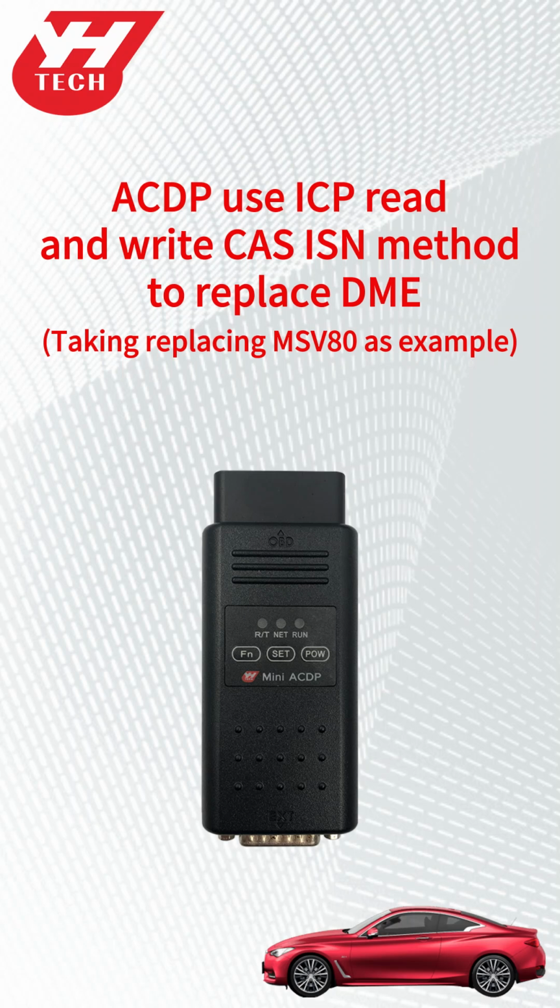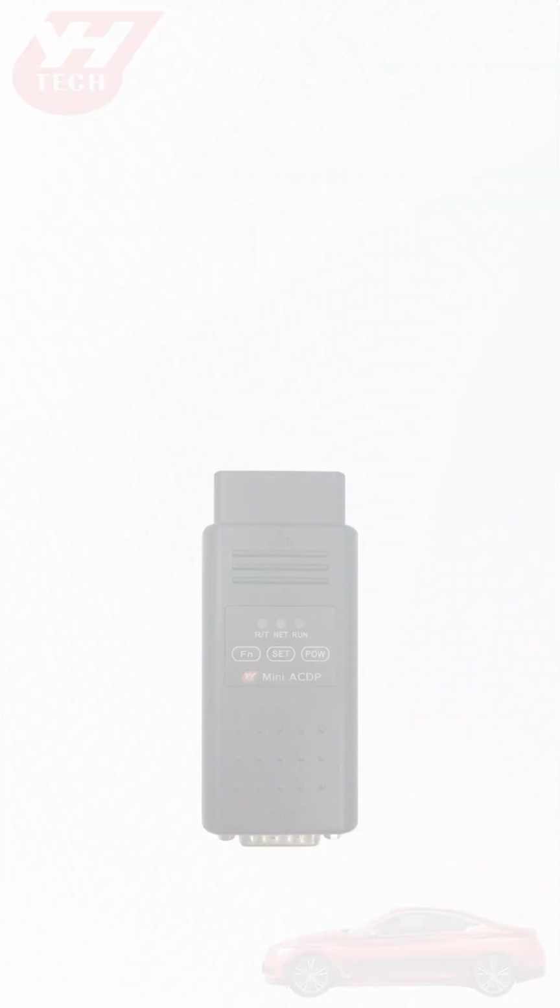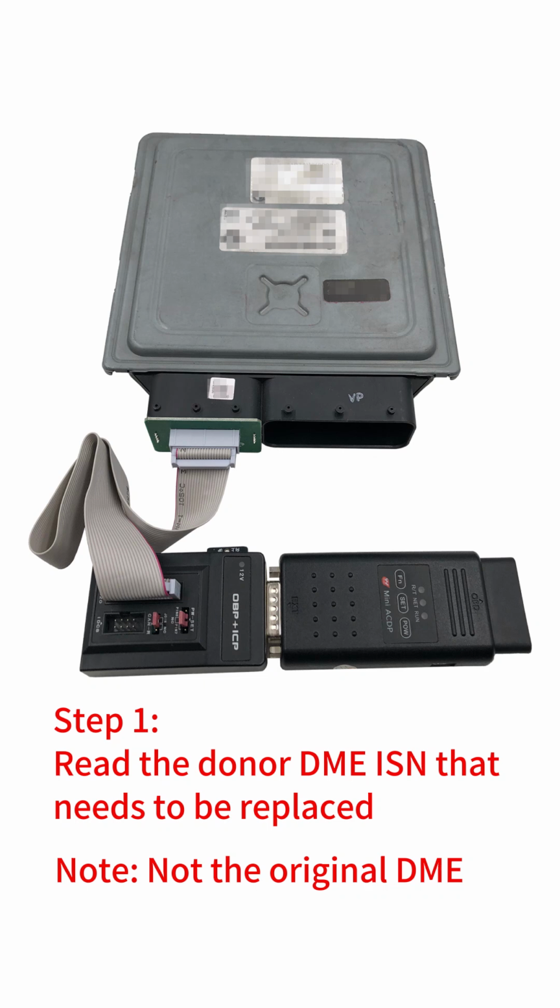This video shows how ACDP uses the ICP read and write CAS ISN method to replace a DME, taking replacing an MSV80 as an example. Step 1. Read the donor DME ISN that needs to be replaced. Note, not the original DME.